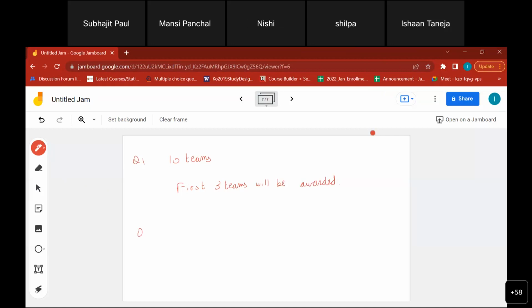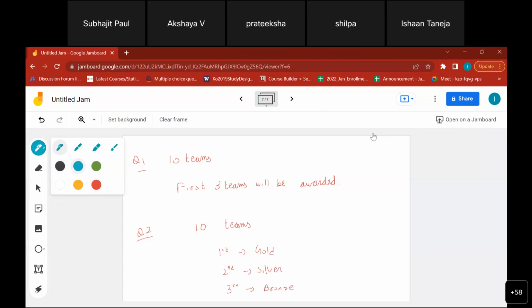Now consider the second question. I have 10 teams and the first 3 teams will be awarded again. But the condition here is the first team will get gold, the second team will get silver, and the third team will get bronze. Is it a question of permutation or combination? Permutation.